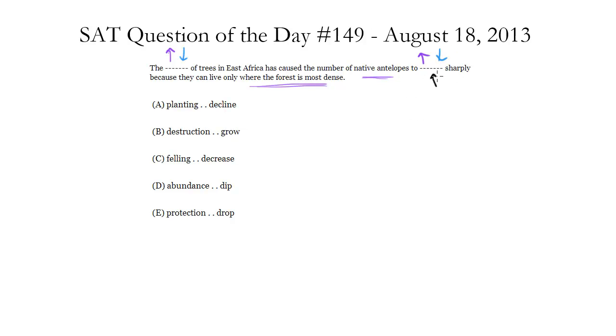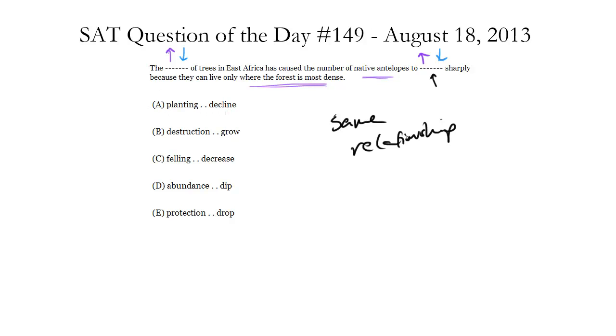Now, I'm leaning towards decrease in both cases just because it makes sense to say that they decreased sharply, and you think about trees in East Africa likely to be cut down a lot. But it could be both. It could be increase or decrease. The point is, this is a two-blanker where the blanks have a same relationship. So we need to have words that show that same direction relationship.